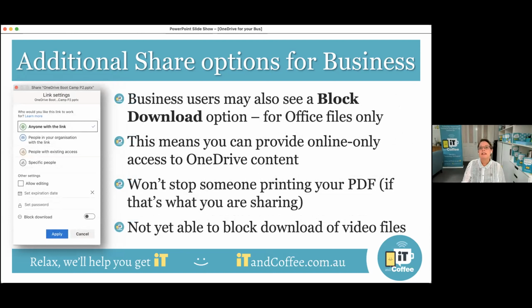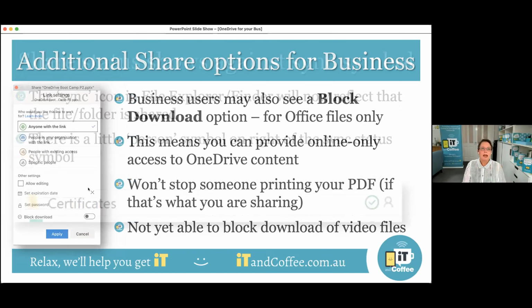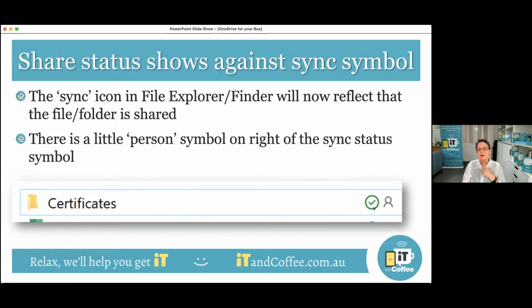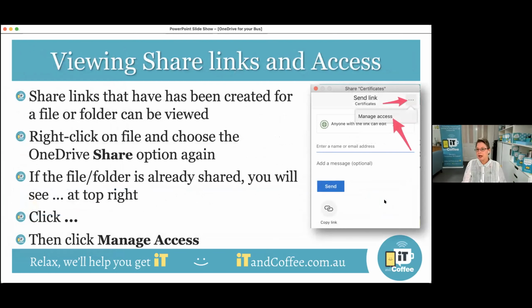And business users, this is a really handy one if you've got stuff you just want to show to people but you don't want them to download. As I mentioned before, you can block the download, so you can stop them from downloading that file. And then if you've shared something, you get a little share symbol, a little person symbol on the icon that's in your File Explorer or your Finder.